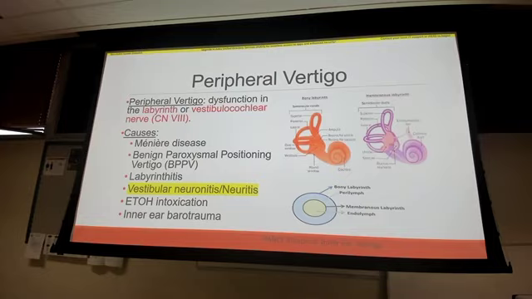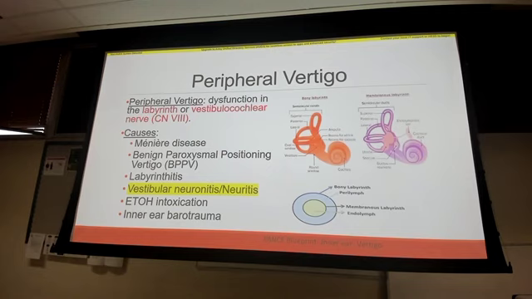All right, so specifically for peripheral vertigo, it's dysfunction of the labyrinth and or the vestibular cochlear nerve. So vestibular, that's the portion of the nerve that is responsible for our balance. Cochlear is the portion of that nerve that's responsible for hearing. So we will see hearing loss in some of these patients.